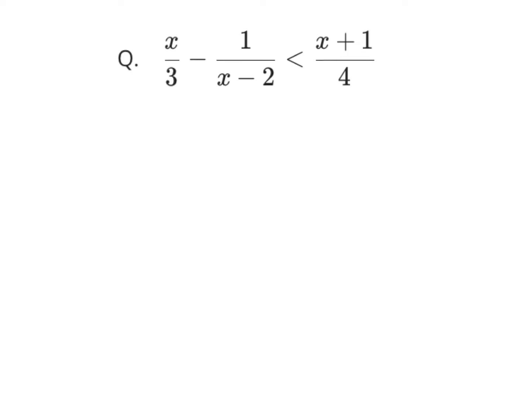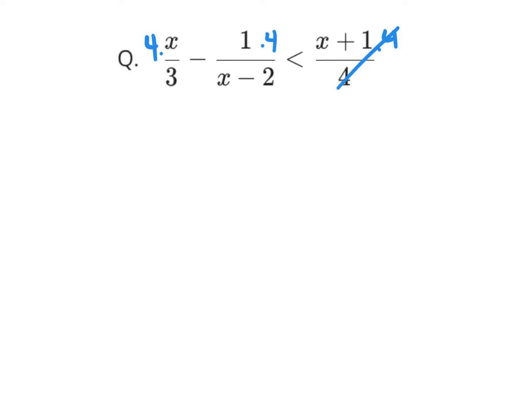The x over 3? Or the x plus 1 over 4? You want to get rid of that one first? Why not? Let's multiply by 4. It's going to cancel. You multiply everything by the denominator of the fraction that you want to get rid of.